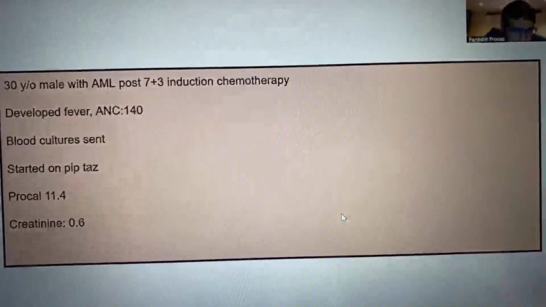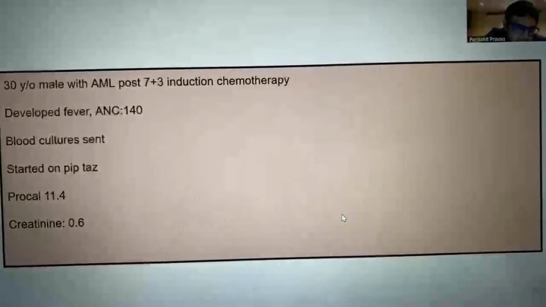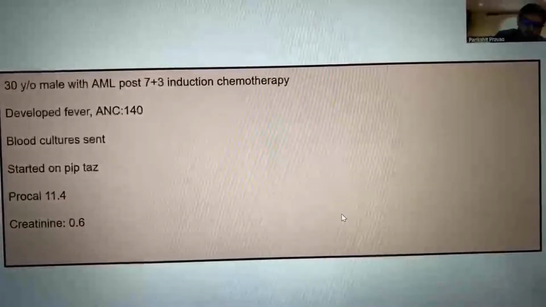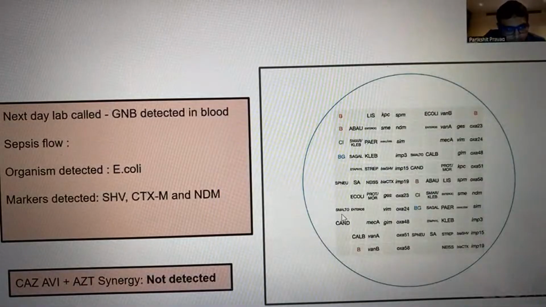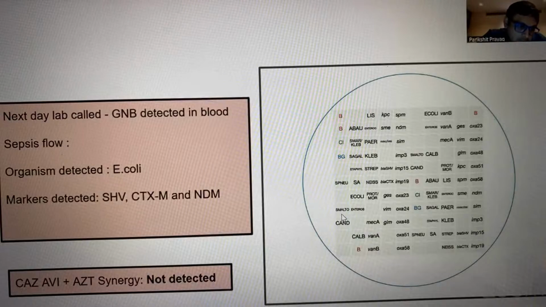Let us look at this type of patient here, a 30-year-old male with AML who was post his induction chemotherapy, developed a fever, blood cultures were sent, was started on piperacillin-tazobactam, had a raised procalcitonin, and GNB was detected. The sepsis flow was done. I'm sure Neha is going to be talking about ways of identifying these different enzymes. And the markers detected were SHV, CTX-M, and NDM. But the ceftazidime-avibactam aztreonam synergy was not detected.